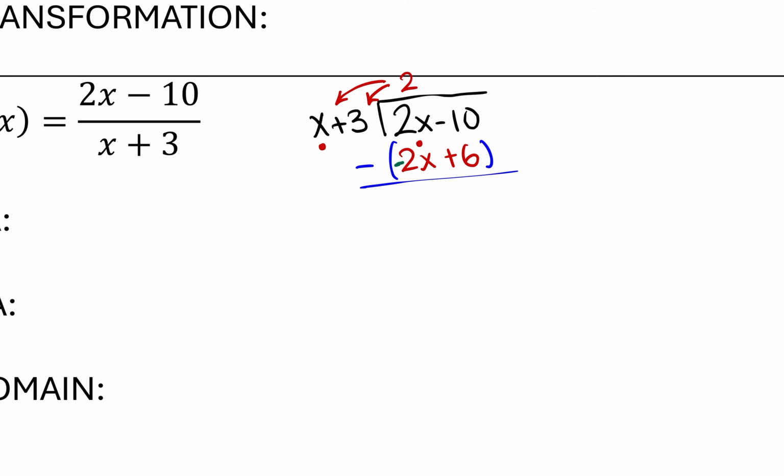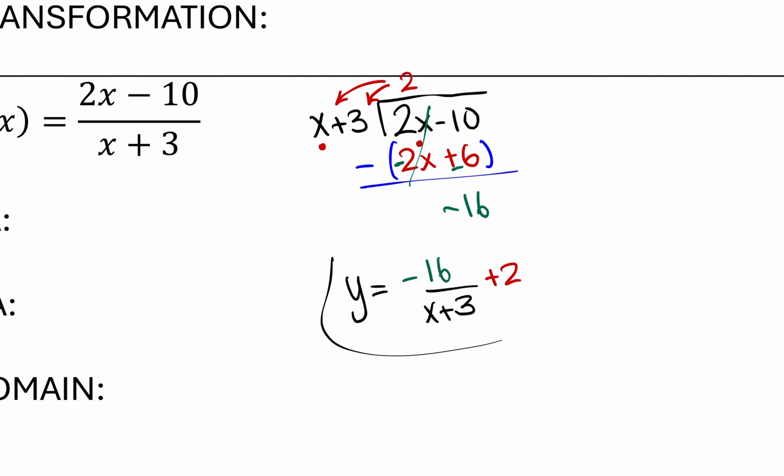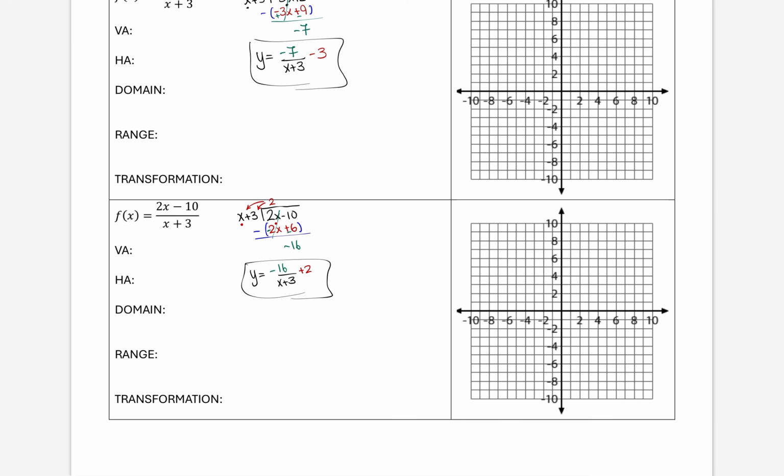So this will now turn into negative 2x. This will turn into a negative 6. And we combine like terms. The 2x's cancel out. We're left with negative 10 minus 6, which will give you negative 16. And if I put this together, this will give me what? y equals negative 16 divided by the x plus 3. And then finally, we put a plus 2 right there. Okay, that's going to be my graphical rational format.